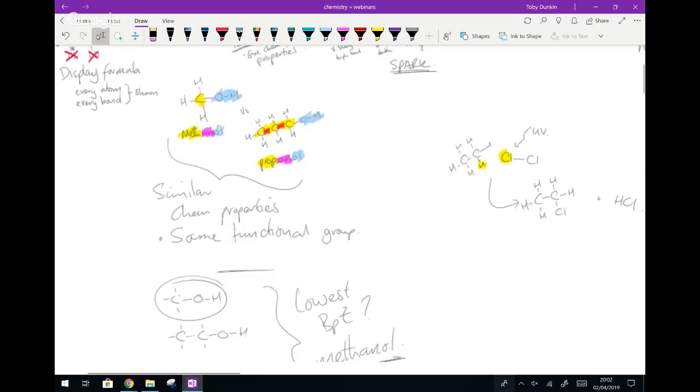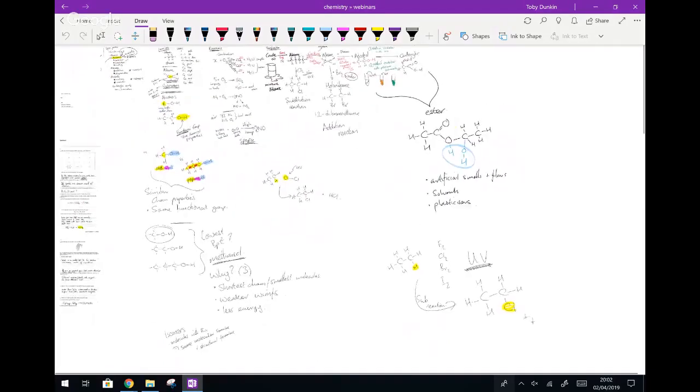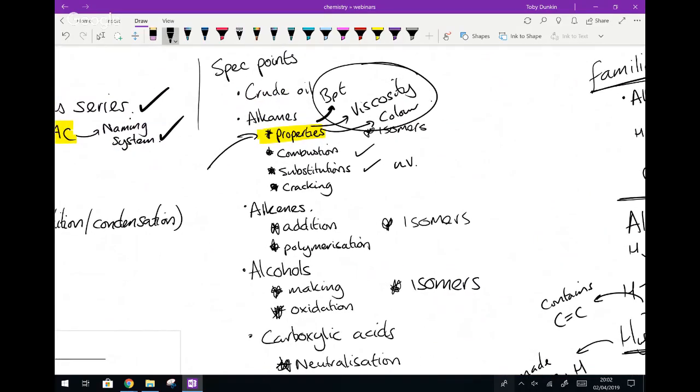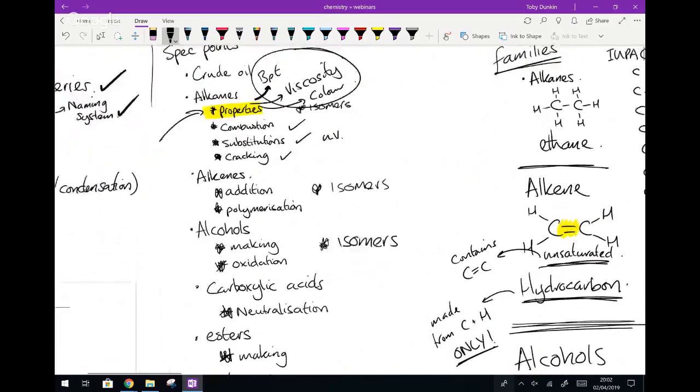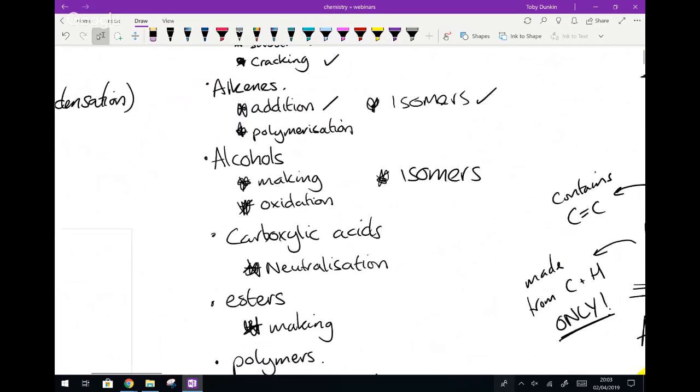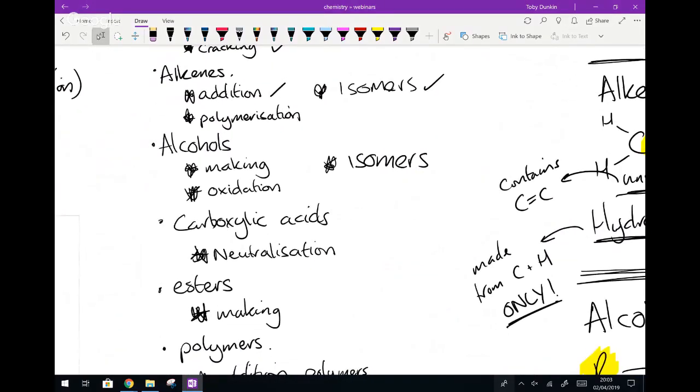Okay. Going back to my notes at the very top. So we've covered substitutions of halogens with UV light. We've covered cracking, given the temperatures, to produce alkenes and short-chain alkanes, supply versus demand. Alkenes, we've covered addition reactions and isomers moving the double bond. We're going to come across polymerization in a minute.